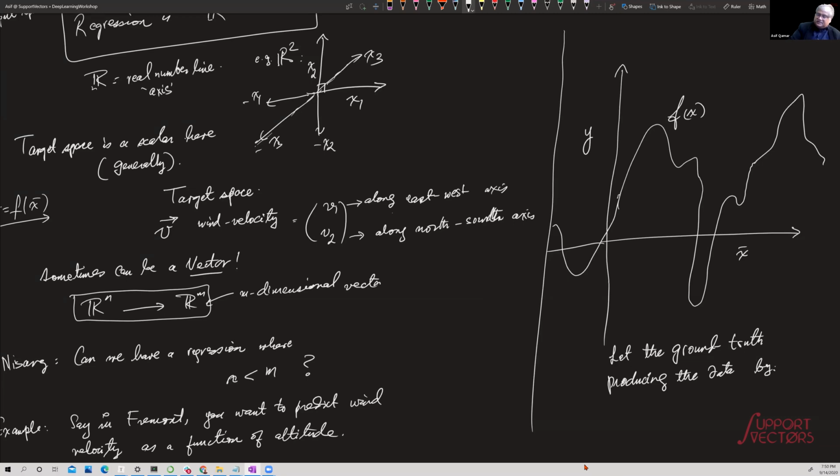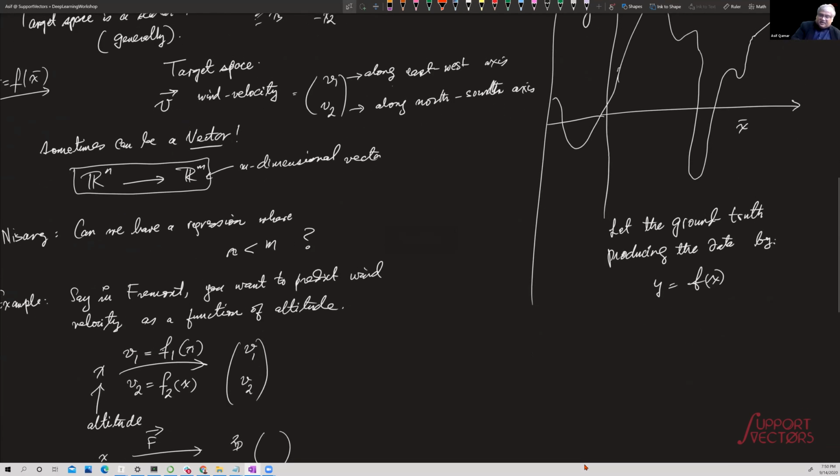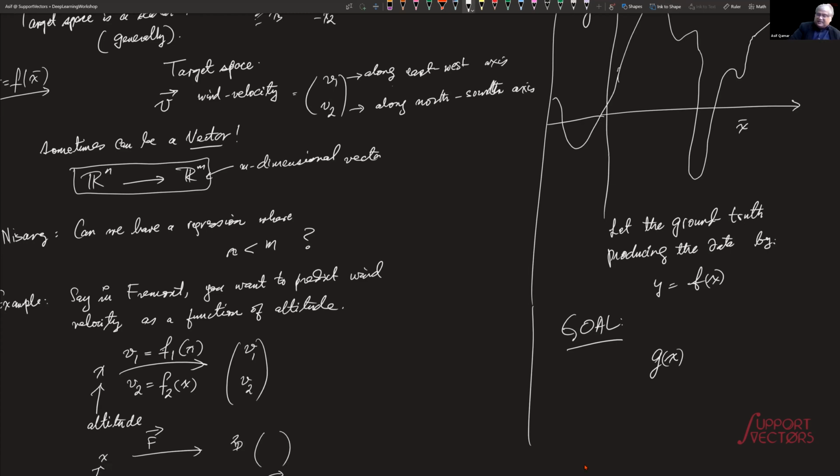Being y is equal to f(x). Now, this is the real fact. Given this fact, what is our job? The whole purpose, our goal, is that we want to approximate it with g(x), such that g is approximately equal to f(x).